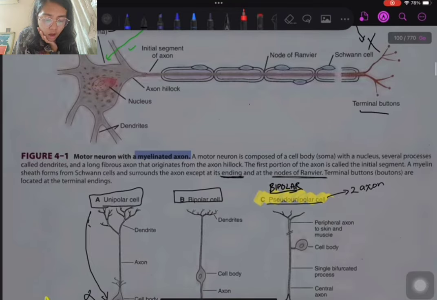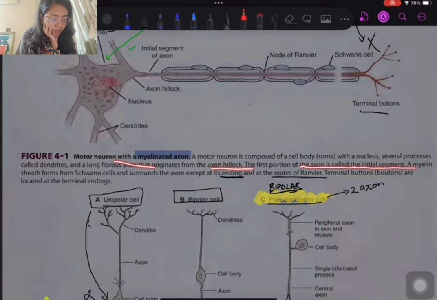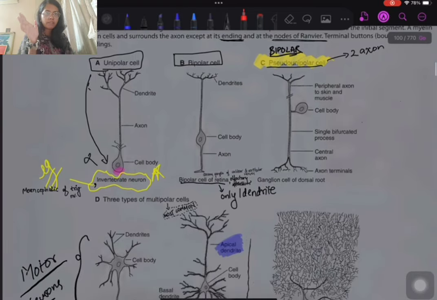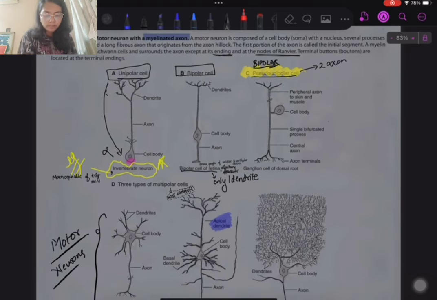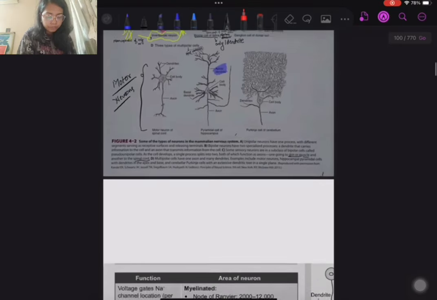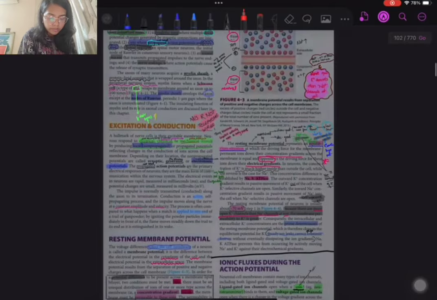Okay. Motor neuron with a myelinated axon. Motor neuron is composed of a cell body. The first portion of the axon is called the initial segment. At the nodes of Ranvier, the myelin sheath won't be present. Done. Now, types of neurons.